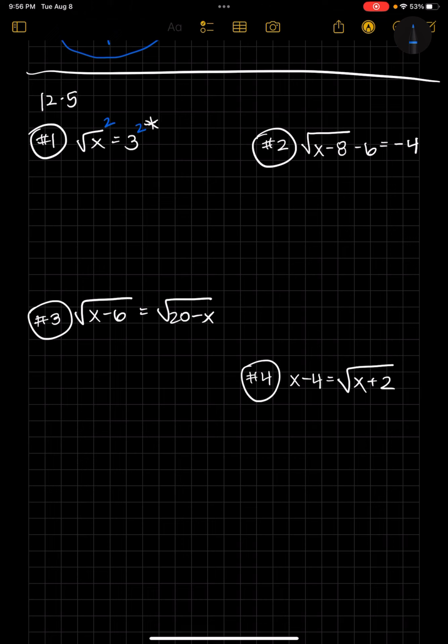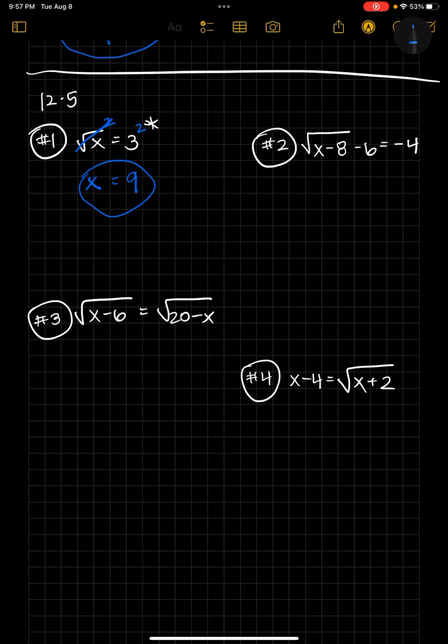And when I square, the square root and the square cancel each other out, which means I'm just left with x over here. And then it's 3 squared on the other side, which is 9. So my final answer is x is equal to 9. All right.